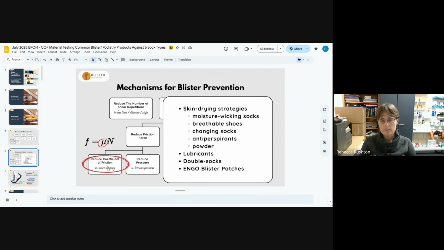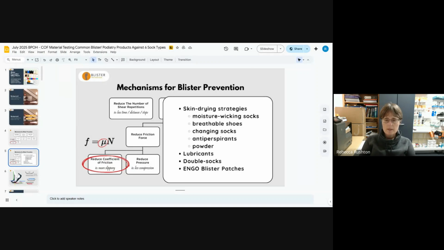But anyway, all the skin drying strategies, moisture-wicking socks, breathable shoes, they're trying to get the moisture out, changing out of wet socks, antiperspirants, powders, these are all aiming for drier skin, because we know that dry skin has a lower coefficient of friction. Lubricants also reduce the coefficient of friction. They make it more slippery, which is quite understandable.